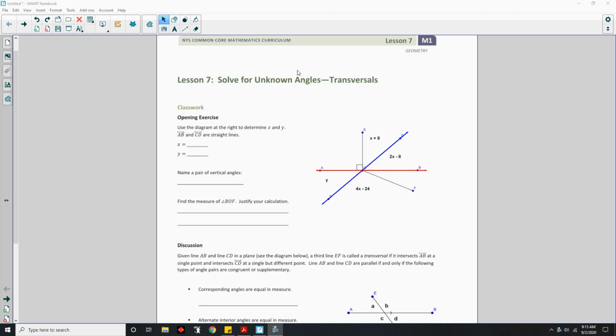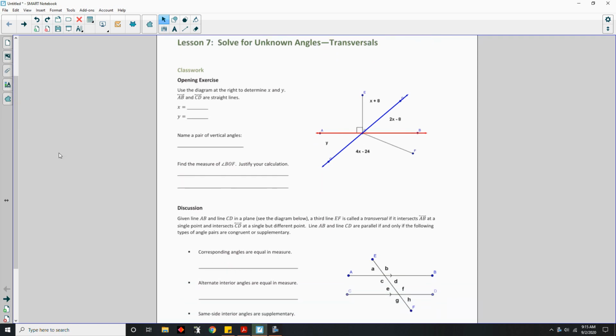Okay, welcome to Lesson 7, Solve for Unknown Angles, Transversals. Alright, a transversal.